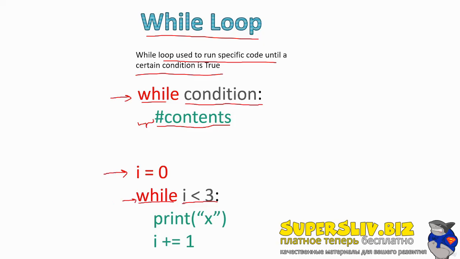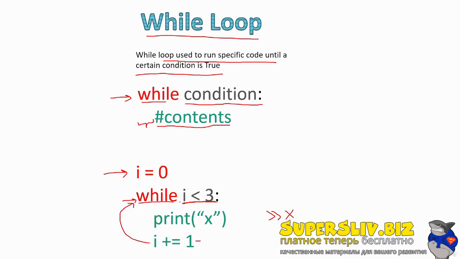First Python will check whether this condition is true or not. Since i is equal to 0, it is less than 3. So the condition is true. Then Python will run the content. It will print x. Then it will add 1 to the existing value of i. Now again it will go to the beginning.